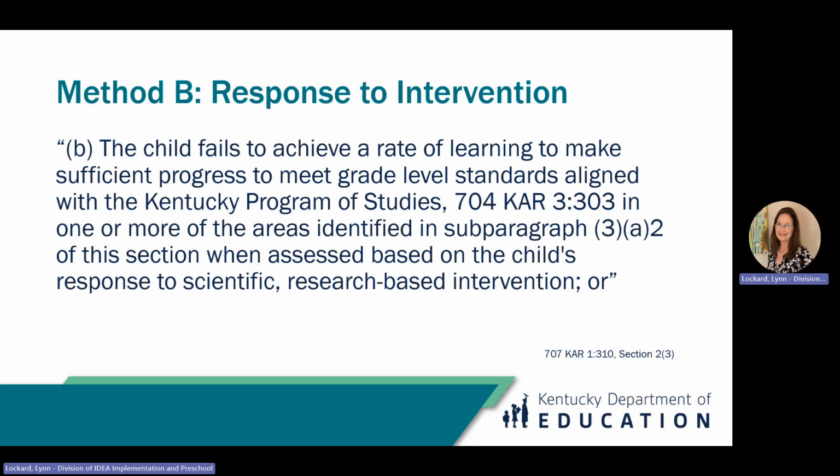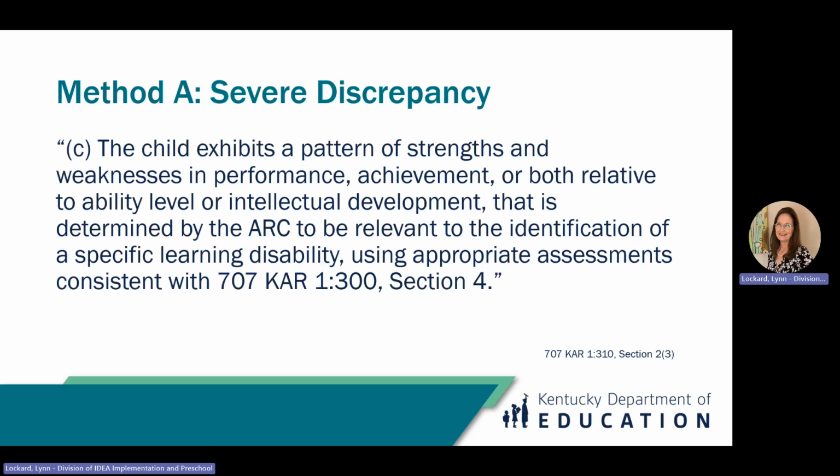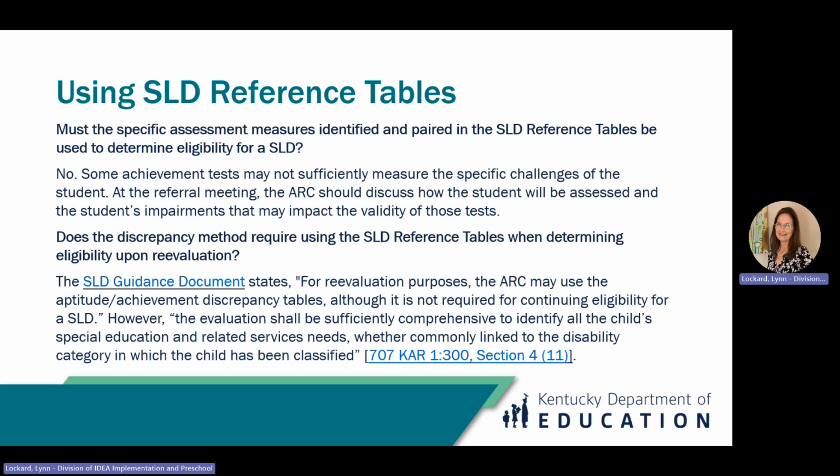The ARC may determine a child has a SLD when the student fails to achieve a rate of learning to make sufficient progress to meet grade level standards when assessed using the response to intervention method. Or when using the severe discrepancy method, the ARC may determine a child has a SLD because the student exhibits a pattern of strengths and weaknesses between academic ability and intellectual ability. To help with clarifying these additional procedures for evaluating children for SLD, we will review some of the questions and answers provided in the new guidance document for using SLD reference tables.